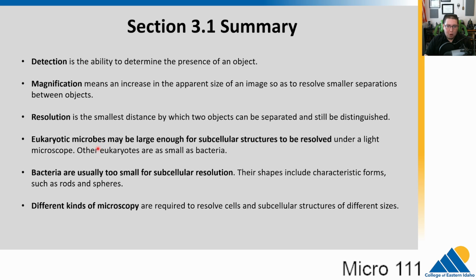Eukaryotes are generally big. We can see them quite well under the light microscope. We'll even look at some of our own cheek cells in the lab. We're eukaryotes. So bacteria are much smaller. With bacteria, it's hard to see inside the cell and what's in there, but we can see the shapes. And there are different types of microscopes required for different things. Generally, when you get smaller, you have to go to electron microscopes.